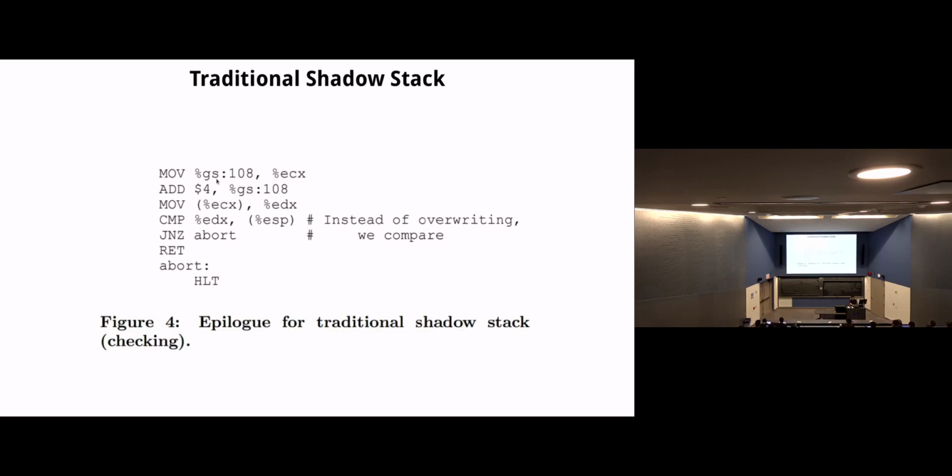We first move that shadow stack's pointer to ECX. We pop the shadow stack, then we move whatever is stored on that shadow stack to EDX, then we just compare. CMP is compare. We just compare EDX with what ESP points to. Compare what is on the shadow stack and the main stack. So we do not overwrite. If they do not match, then we know there has been an attack, then we just abort this program, okay? So that is how the traditional shadow stack works.